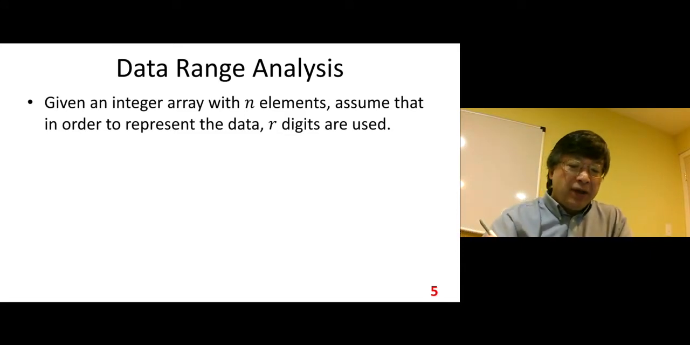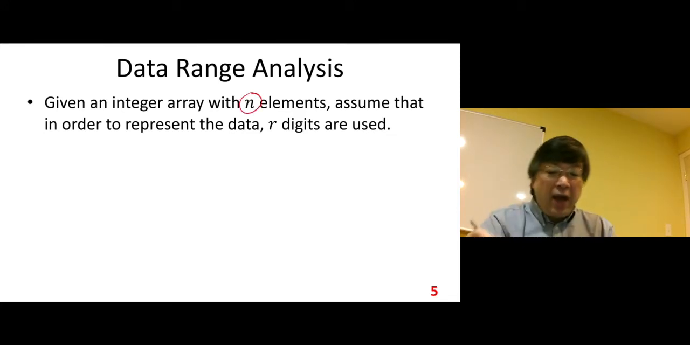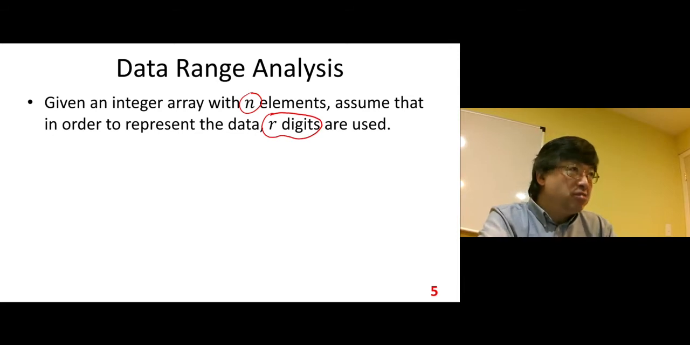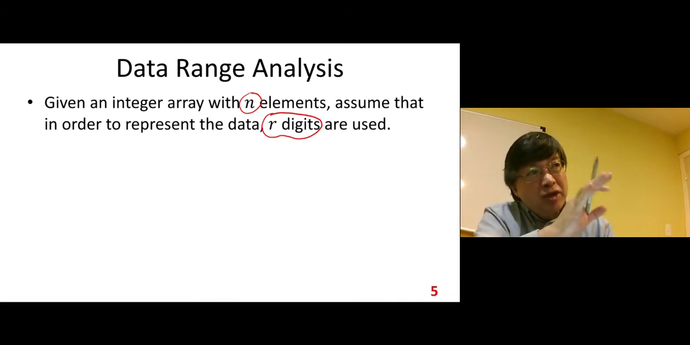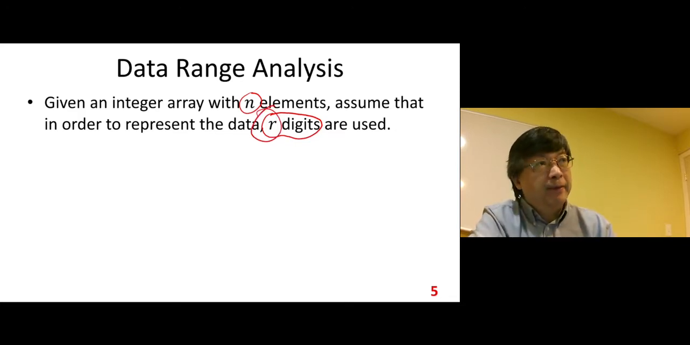So now we have data with data size n, and we can use R digits, because each integer has a certain number of digits. Let's say the maximum number of digits for our individual integers is this R number. Okay? Yeah. So now let's try to estimate this R number.